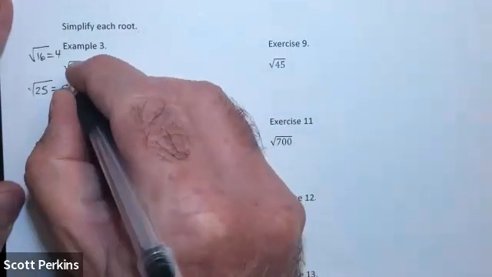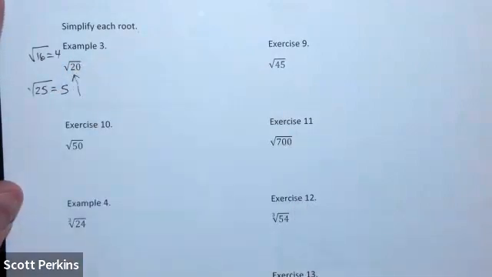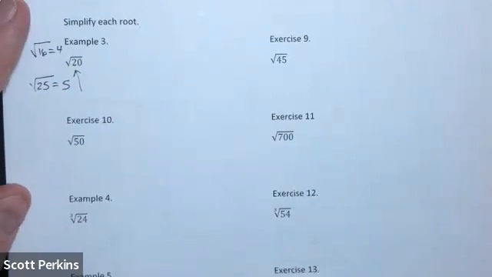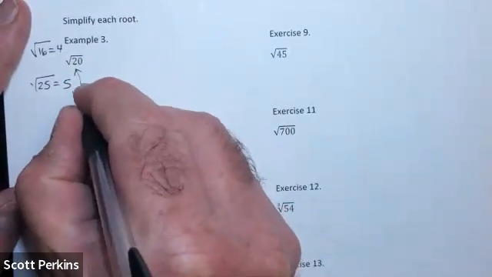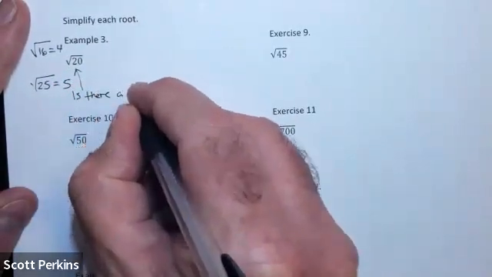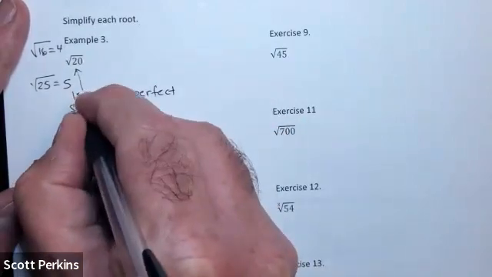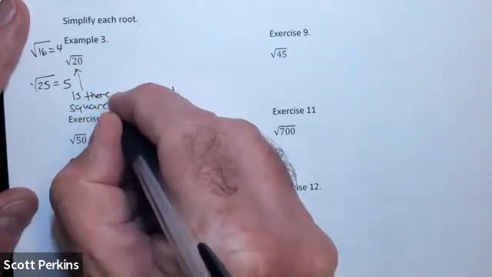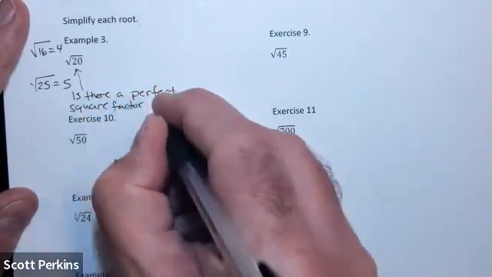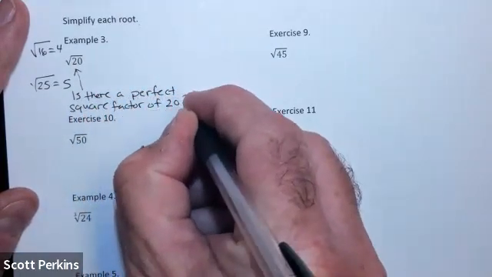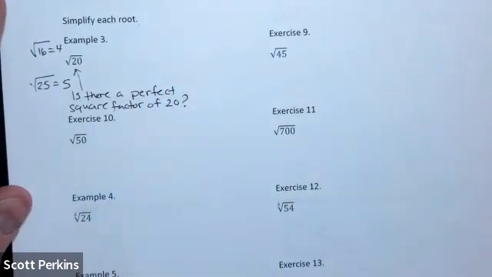Here's the question that you're going to get used to asking. Notice we've got a whole bunch of problems we're going to do together here. The question that you want to ask yourself is this: is there a perfect square factor of 20? Okay. So whatever number's under there, is there a perfect square factor of 20?